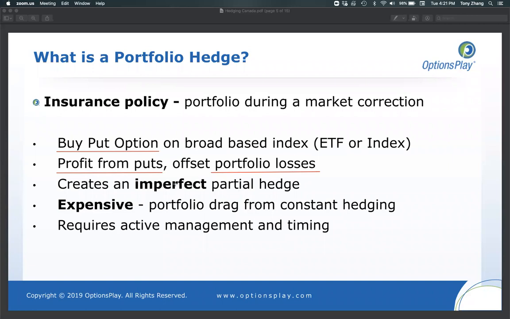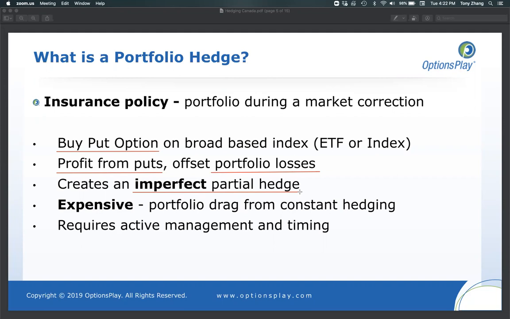Now, this is what we call an imperfect partial hedge. What that means is that unlike an insurance policy that may cover a certain percentage or maybe even 100% of the losses that you have on your car or your home, a put option does not always provide you dollar for dollar exposure or dollar for dollar insurance. So you may end up losing $100 on your portfolio, but only gain back $50 or $70 back. So it's important to understand the different hedges that you're putting on and understand what type of coverage you're actually getting, just like an insurance policy.